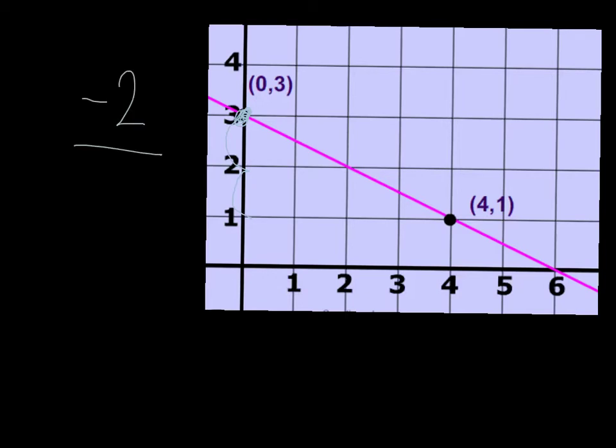Okay, and then I'm going to go to the right. So I go right 1, 2, 3, 4. So right 4 is positive 4. So then you look at negative 2 over 4 and you can divide the top and the bottom by 2. So you can simplify that to negative 1 over 2 or negative 1/2. Is your slope.